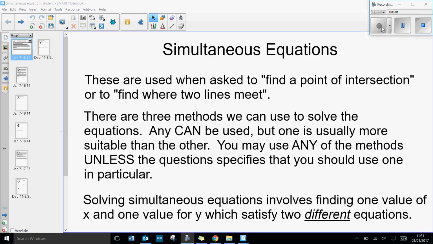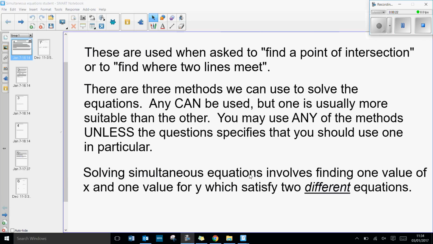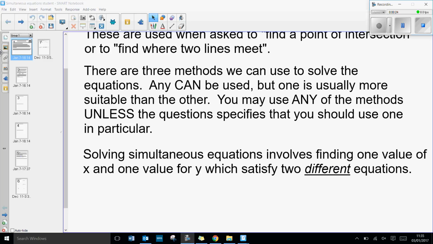Simultaneous equations. We use these when we're asked to find the point of intersection, or when we're trying to find where two lines meet. There are three methods we can use to solve these, and you can use any of them. One is usually more suitable than the other. We're actually going to just focus on two different methods: elimination and substitution.